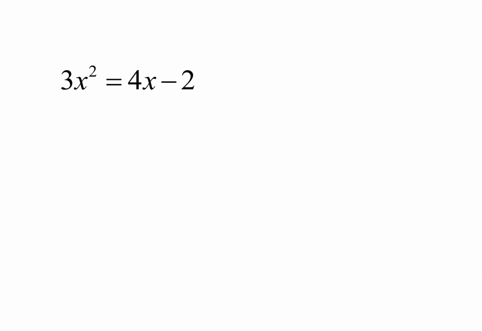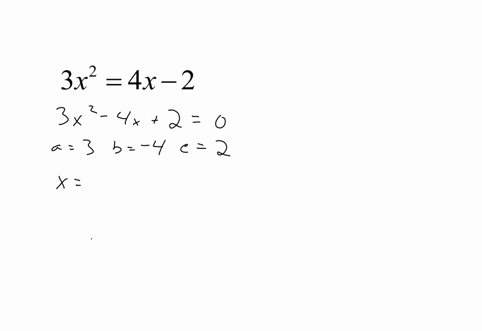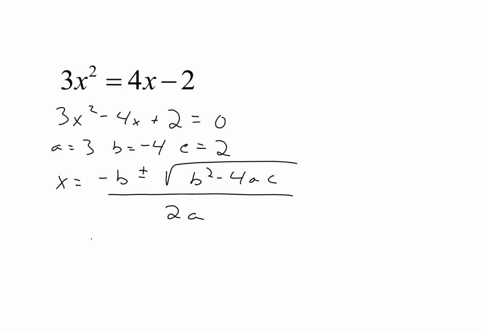In this last example, there's a little more work to do to find out what a, b, and c are. I need to move the 4x and the -2 over to the left to get it in general form. So this is 3x squared minus 4x plus 2 equals 0. So a equals 3, b equals -4, and c equals 2. The quadratic formula again, -b plus or minus the square root of b squared minus 4ac all over 2a.